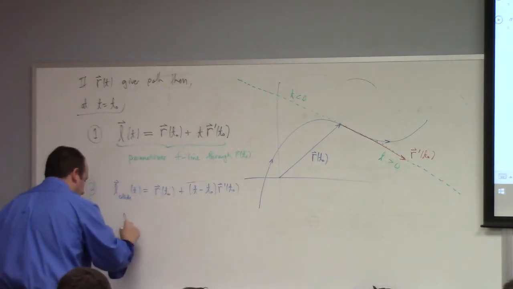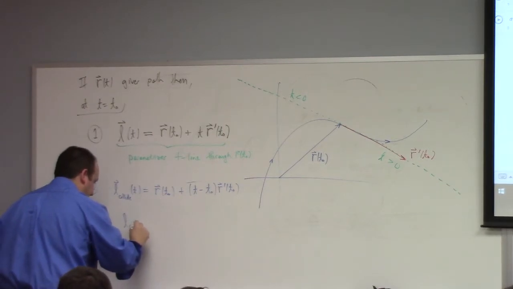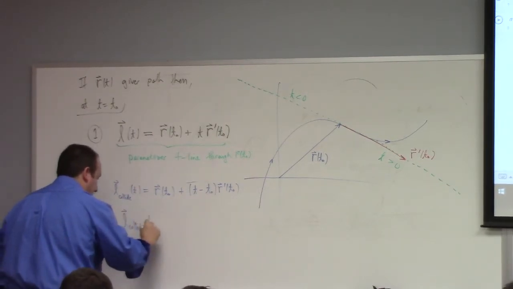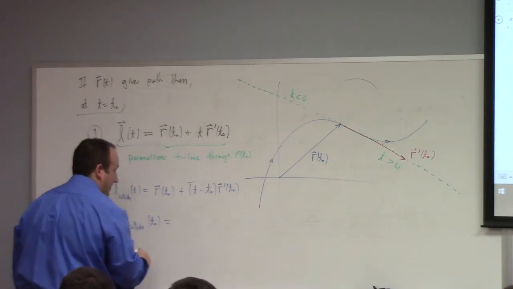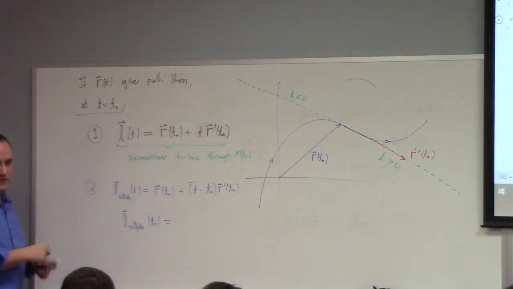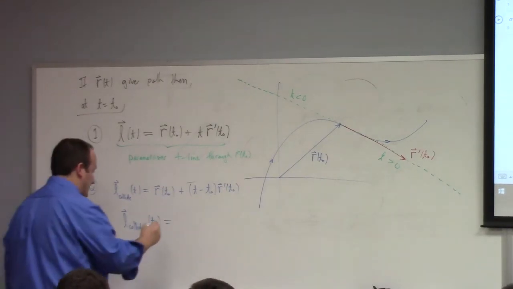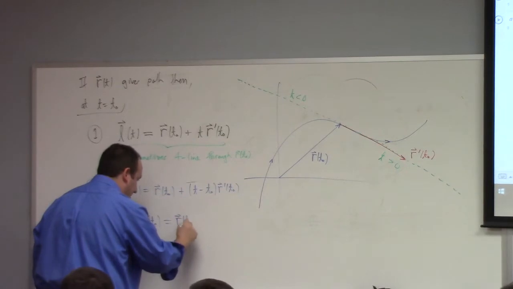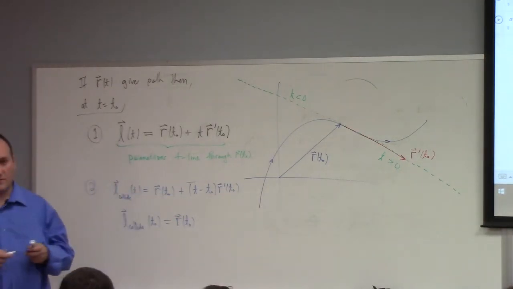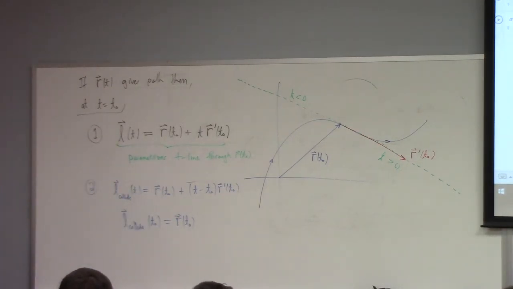See, if you look at the colliding parameterization that I just wrote down, you plug in time t naught, what do you get? When we plug in t naught into t minus t naught, we get 0. 0 times a vector is 0. And so we just have L of t naught equals R of t naught. And so they collide. This is the parameterization for the colliding tangent line, if you wanted to make it collide.